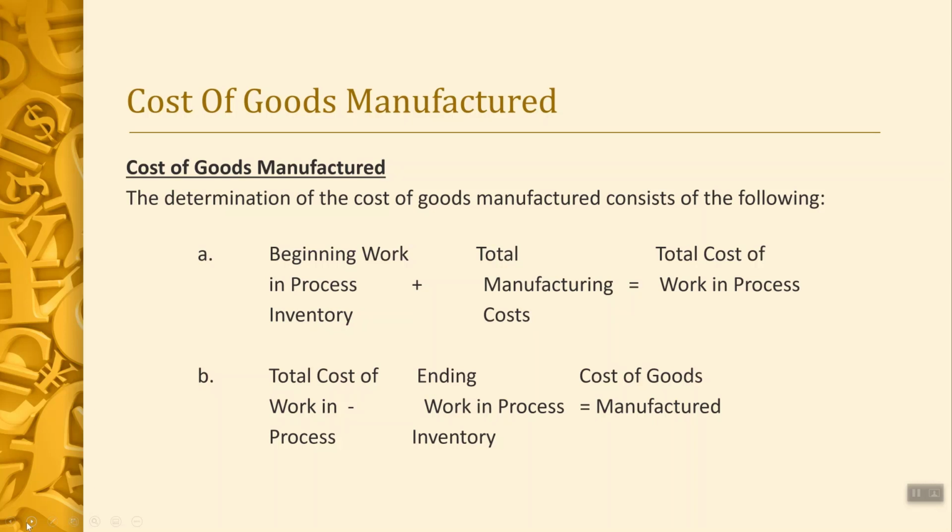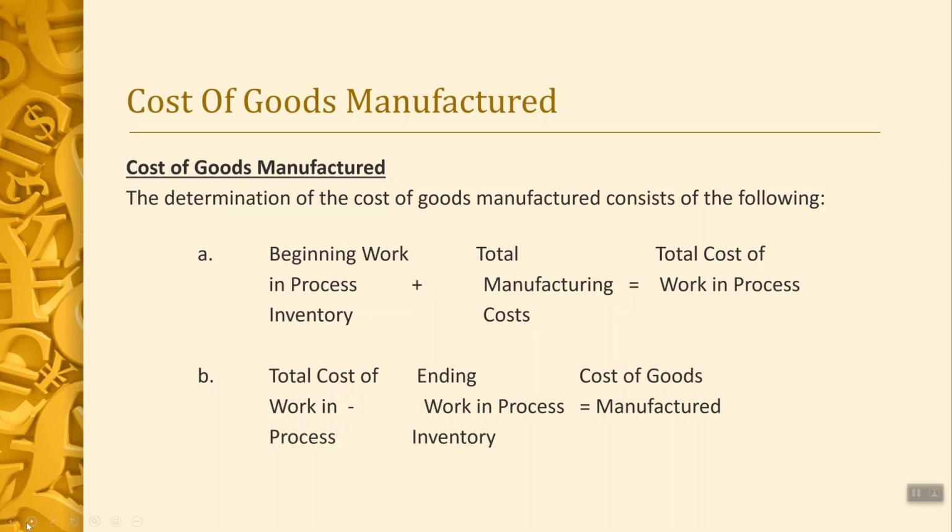So in order to complete the furniture you are making in this current period, you're going to incur more costs. This cost could be the direct material, direct labor, or manufacturing overhead. The total of the cost incurred is what we call the total manufacturing cost for the period. Now, the sum of the beginning work in process from the previous year and the total manufacturing cost in the current year is what we call the total cost of work in process.